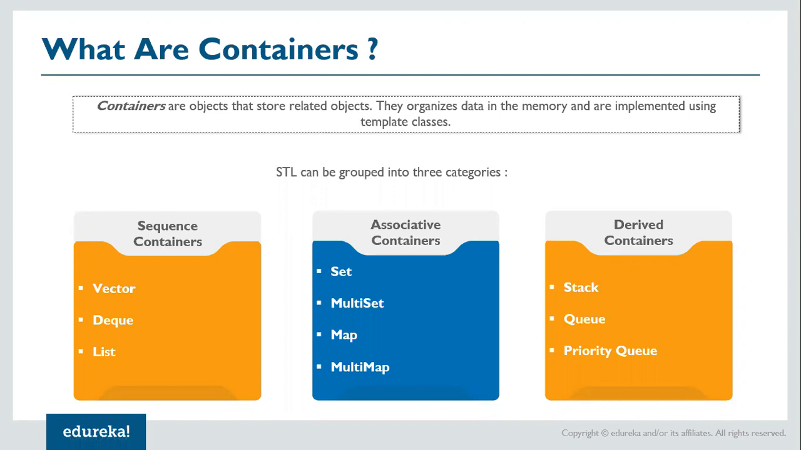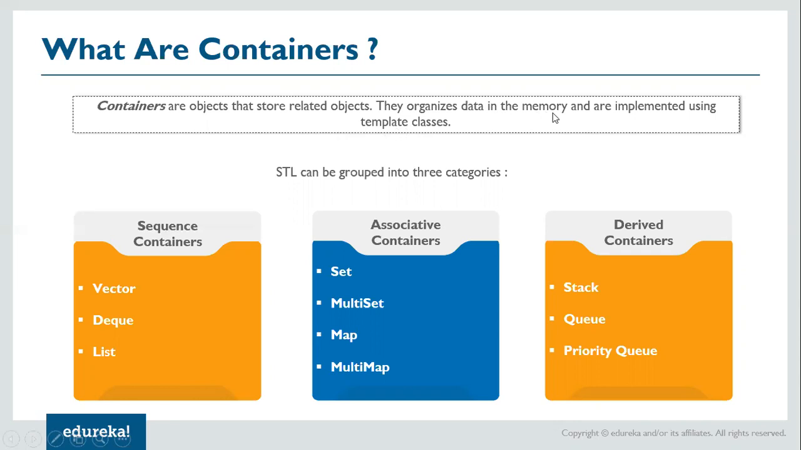When I say related, suppose you have a collection of students. Students are related in the sense that it is a similar set of data, which is students, or rather you can have a collection of maybe integers which are stored in a container, or different data types. So the emphasis here is we store related objects which have some kind of relation with each other. So containers are objects that store some other related objects.